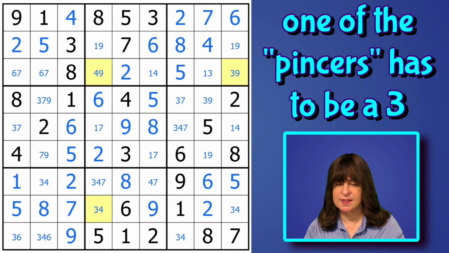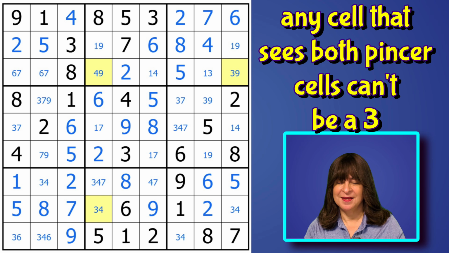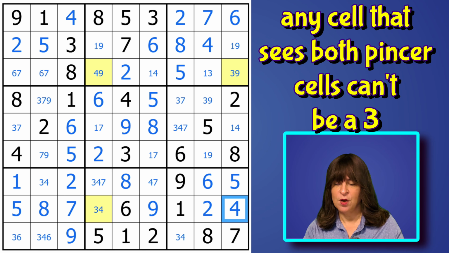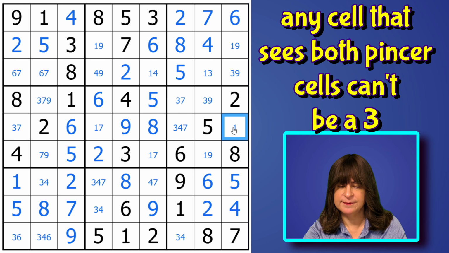Going back to the pivot cell, it's either a 4 or a 9. If it's a 4, then this cell is the 3. But if the pivot cell is a 9, then this cell is a 3. So you see, either way, one of these cells is a 3. And you know it, any cell that sees both these cells cannot be a 3. So this cell down here sees both those cells, so it can't be a 3, so it's a 4. Okay, let's go ahead and clean up the grid.